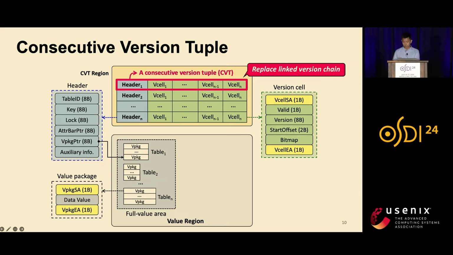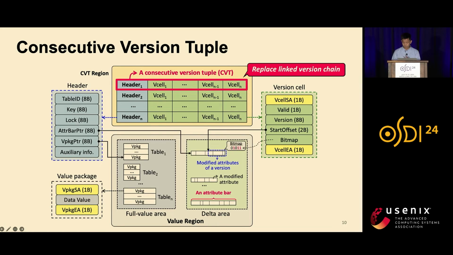Multi-versioning increases memory usage. To mitigate the memory overhead, we observe that a transaction often updates several attributes of a row, so it's unnecessary to store a full-size value for each version. Instead, Motor maintains only one full value for the newest version, and for the historical versions, we only store the attributes that are actually modified. This effectively saves memory space compared with storing a full value for each version.